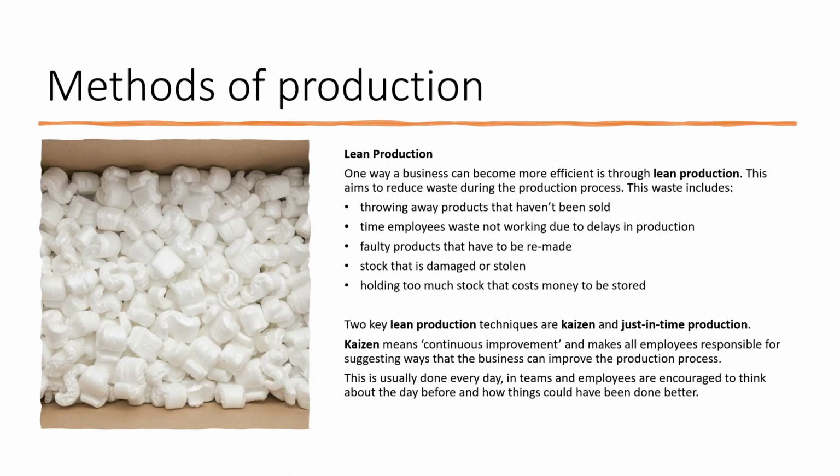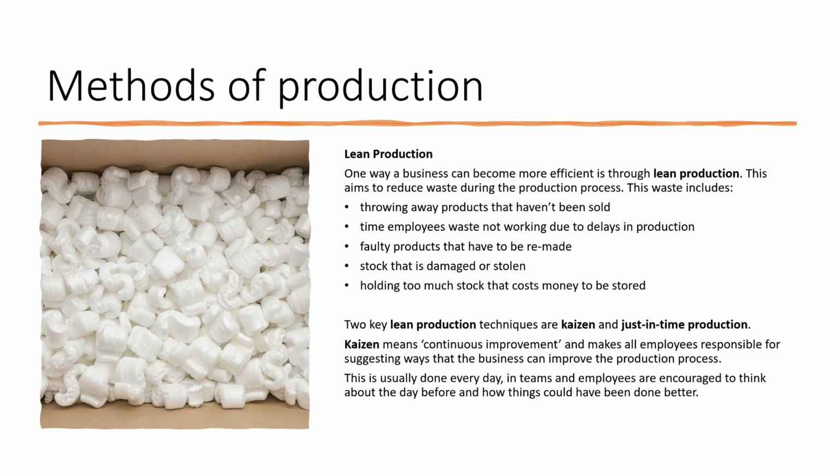Now let's go on to something called lean production. So one way a business can become more efficient is through lean production. This aims to reduce waste during the production process. So waste includes throwing away products that haven't been sold, time employees waste not working due to delays in production, faulty products that have to be remade, stock that is damaged or stolen, and holding too much stock that costs money to be stored.